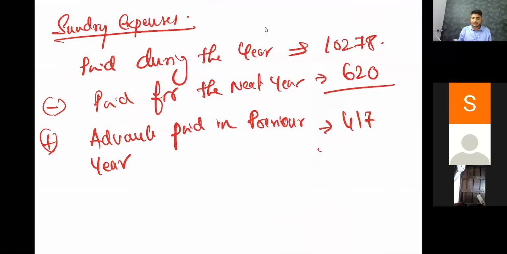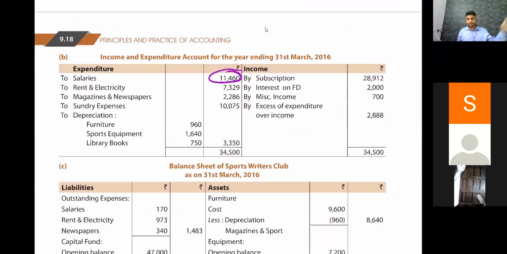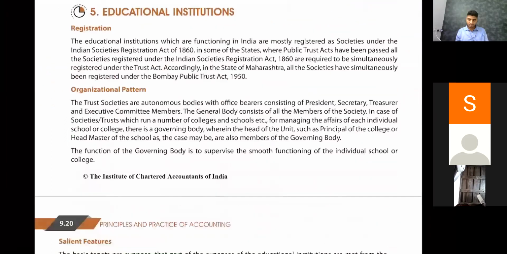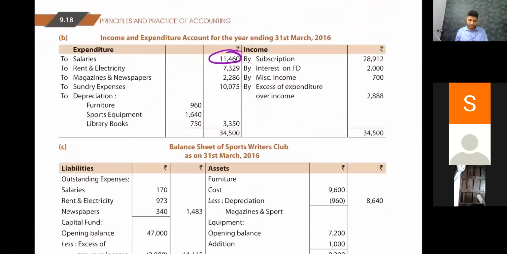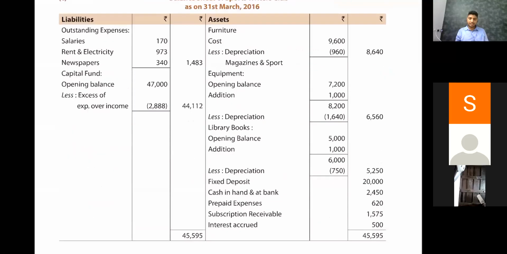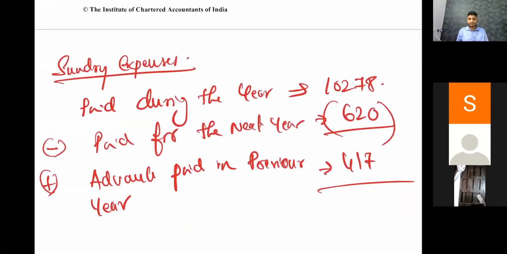It is 417. So I deduct this, I add this, I will get the subscription amount. So deficit, everybody is getting 2,888, correct answer. I don't know whether it is correct. Let me check if it is correct or not. Yes, it is a deficit of 2,888. Then balance sheet total comes up to 45,595. If you have got it, good, we can go ahead for the next sum.